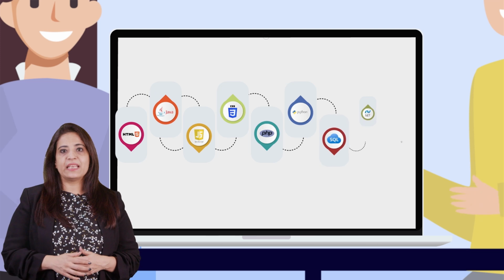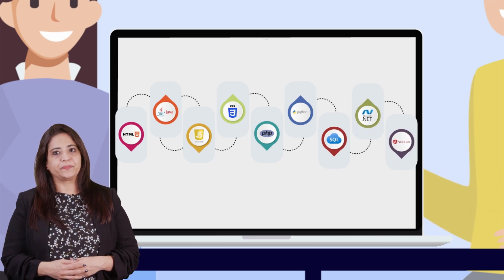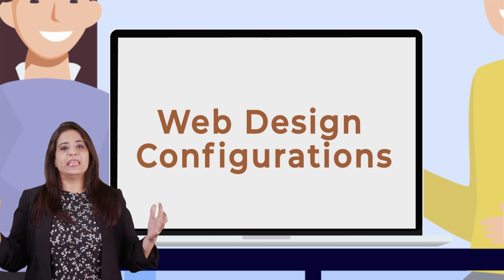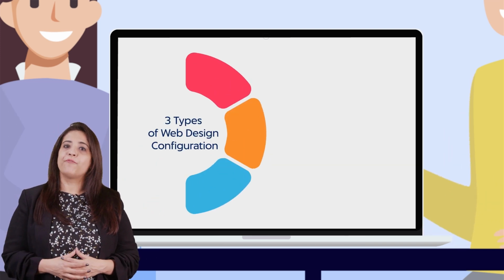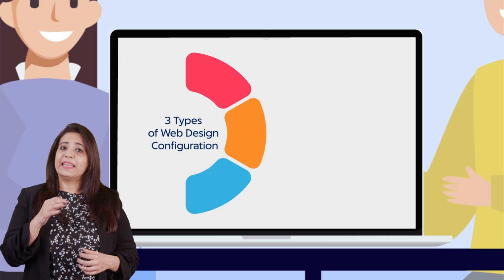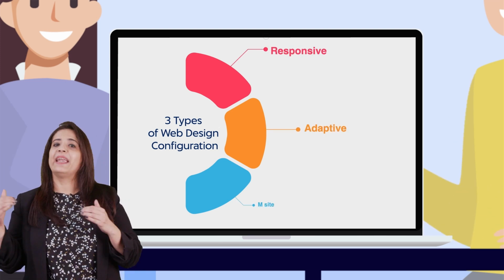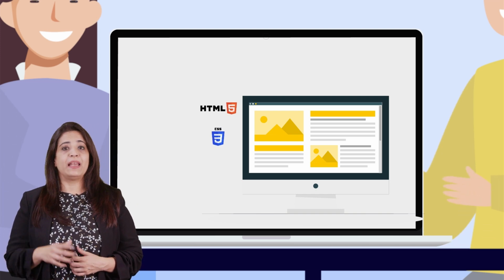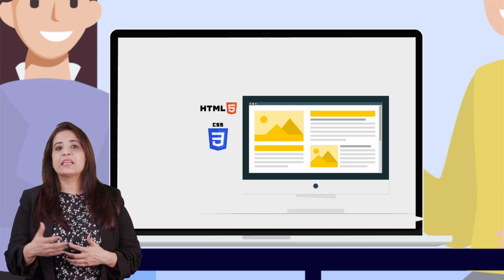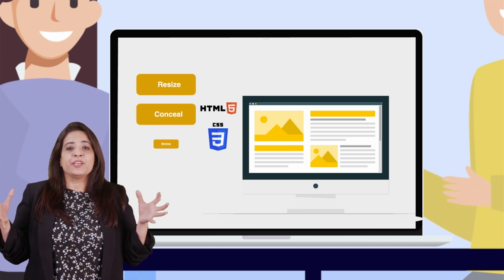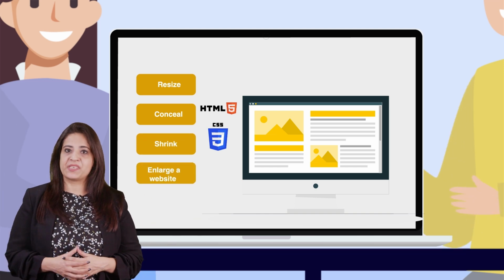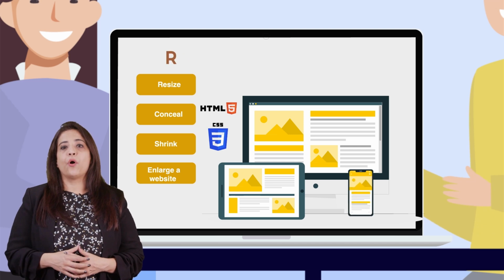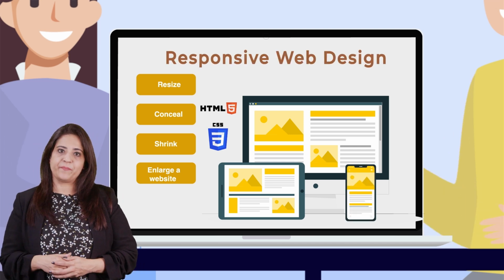Some of the technologies that you can use for building a website are HTML, Java, JavaScript, CSS, PHP, Python, SQL, .NET, Angular, etc. Next, we will discuss web design configurations. There are 3 types of web design configurations, and they are responsive, adaptive, and M-site. In responsive, the use of HTML and CSS to automatically resize, conceal, shrink, or enlarge a website to make it seem good on all devices is called responsive web design.